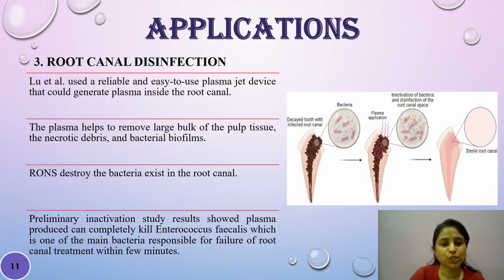Preliminary inactivation study results showed the plasma produced can completely kill Enterococcus faecalis, which is one of the main bacteria responsible for failure of root canal treatment, within a few minutes. The advantage is that the plasma could be touched by bare hands and directed manually by a user to place it into the root canal for disinfection without causing any painful sensation.